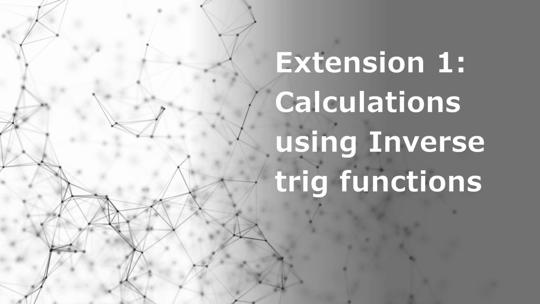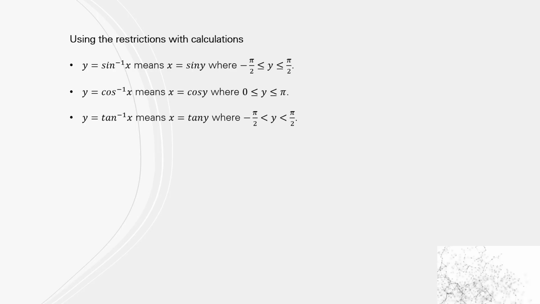Welcome to a video on calculations using inverse trig functions. A reminder from a previous video that we had restrictions based on the inverse trig function when we looked at the graphs. So sin⁻¹(x) is between −π/2 and π/2. cos⁻¹(x) is between 0 and π. And tan⁻¹(x) is between −π/2 and π/2.